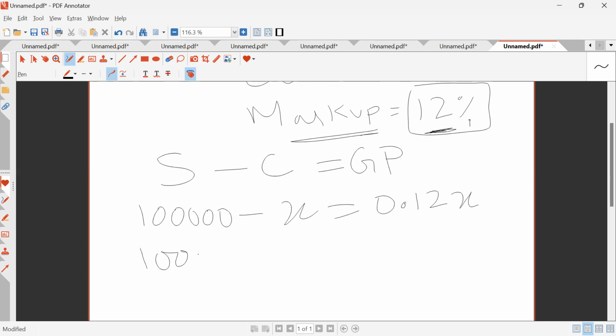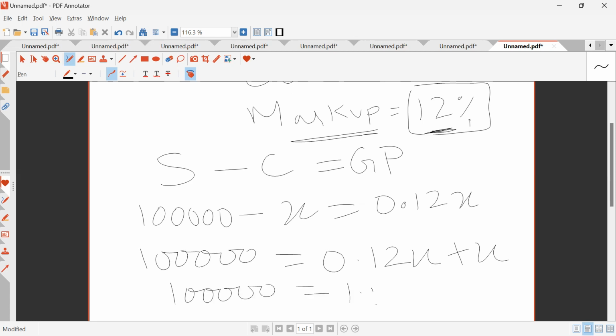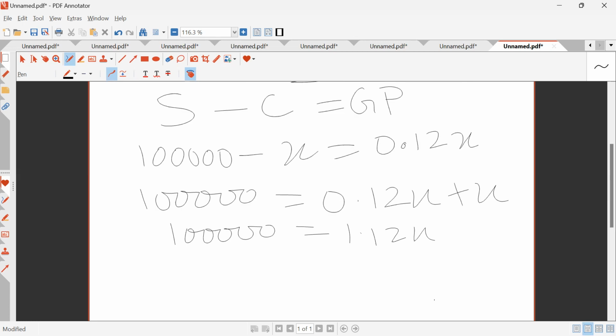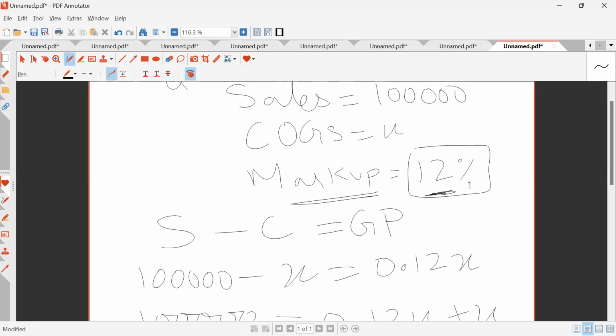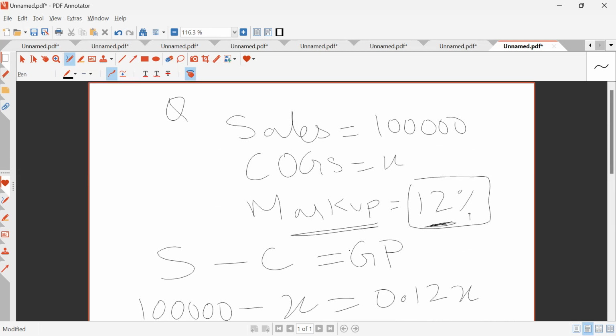Now I'll simply do, beta, 100,000 equals 0.12x plus x. 100,000 equals 1.12x. 0.12 plus 1 equals 1.12. 100,000 divided by 1.12 equals x. It's going to be 89,285. This is going to be cost of goods sold. Copy all the steps one by one. Then I'll give you one more question.